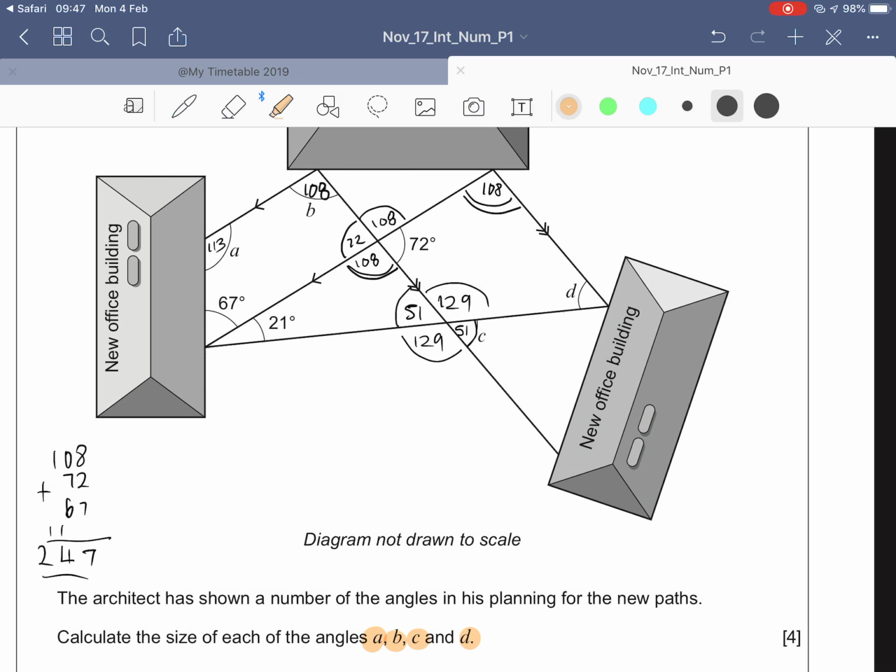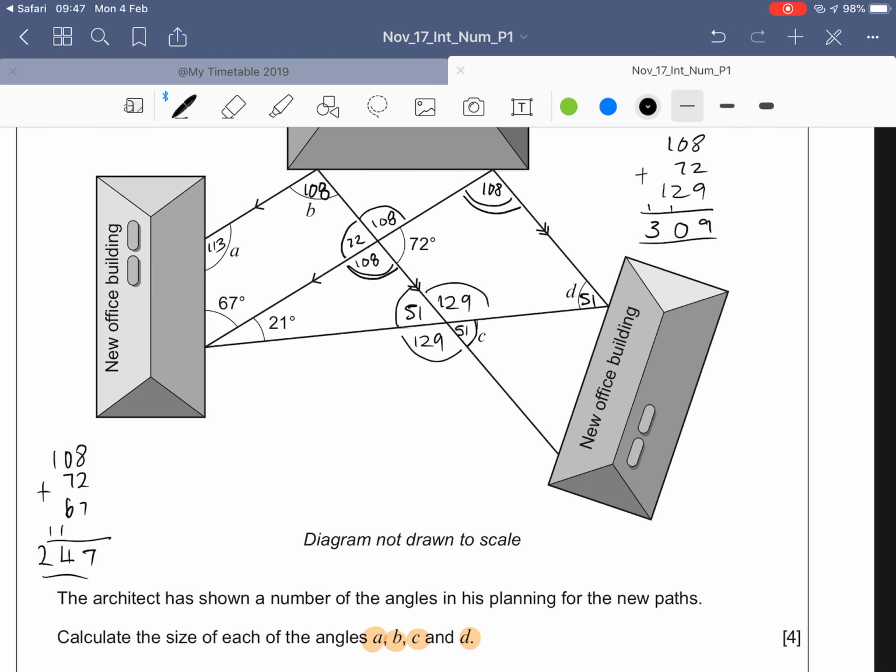So angle D, the last one that I'm going to do, is in this 4-sided shape here, making 360. So if I add together the 108, the 72, the 129 that I know about, 108, 72 and 129, let's see, 9 down carry 1, 9 and 1 makes 10, 0 down carry 1, 309. And if that comes to 309, then I must have just 51 for corner D.